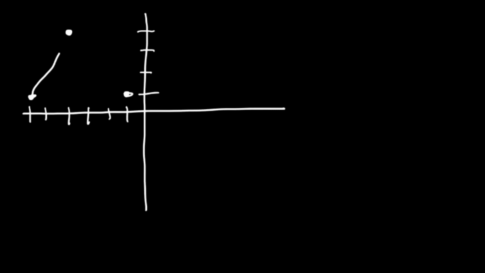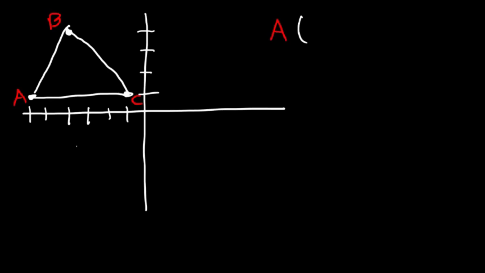So I want you to reflect this image about the x-axis. Let's call this point A, point B, point C. So go ahead and reflect it about the x-axis. So point A has the coordinates -6, 1.